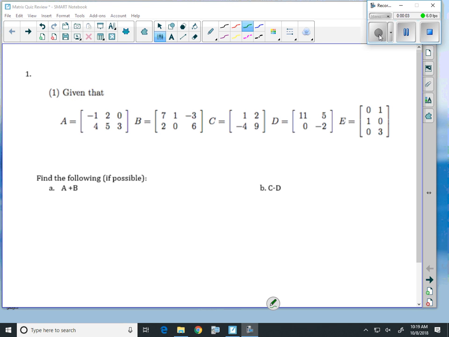All right, this is the matrix quiz review sheet. I'm going to go through each problem individually. If you want to go ahead and fast forward and find the problem that you specifically need, you're welcome to do that. We're going to start with matrix addition in part A plus B.